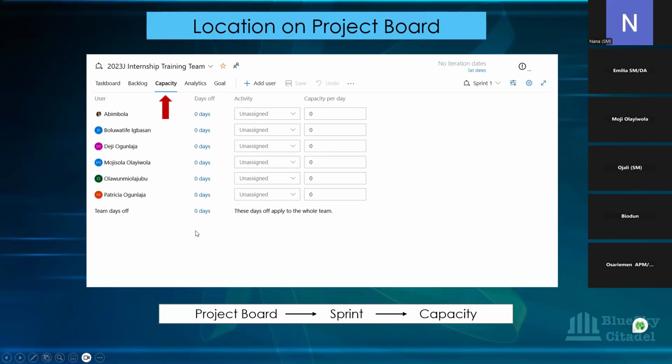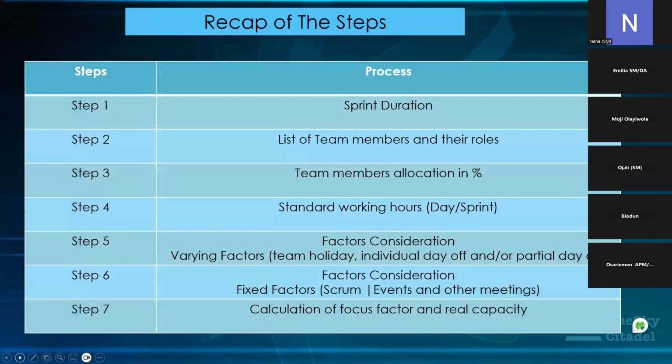Okay, so the location is from your project board to the sprint board, and then you have capacity at the top here. That's where you can record your team's capacity after doing the calculation on a spreadsheet or thereabout.